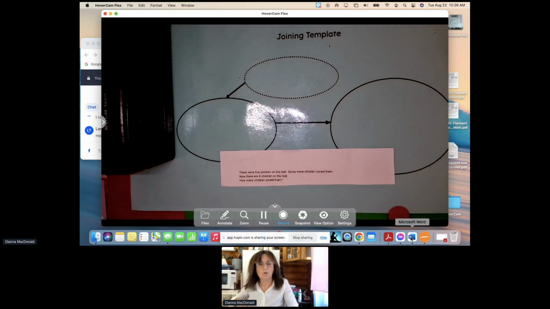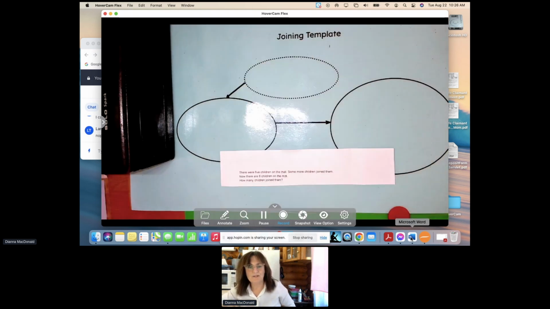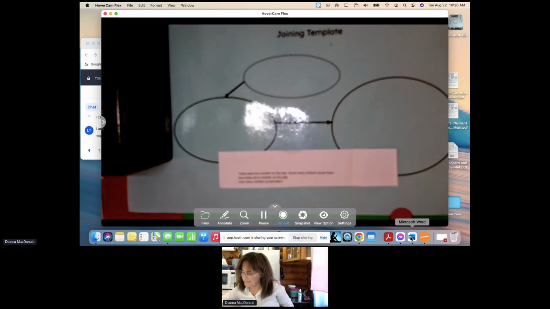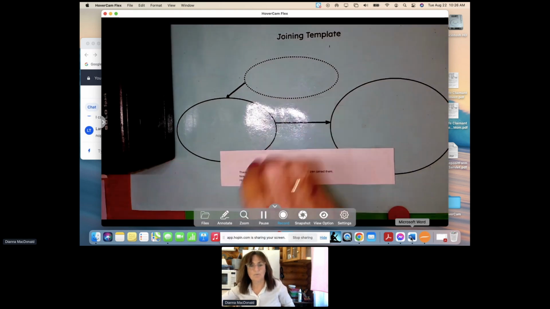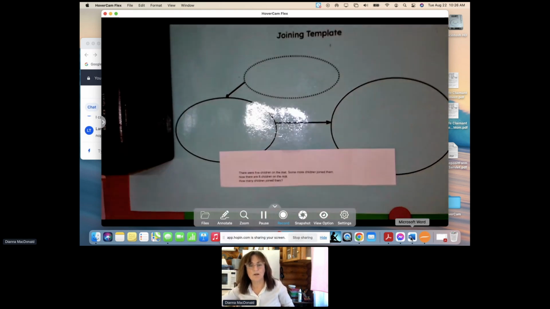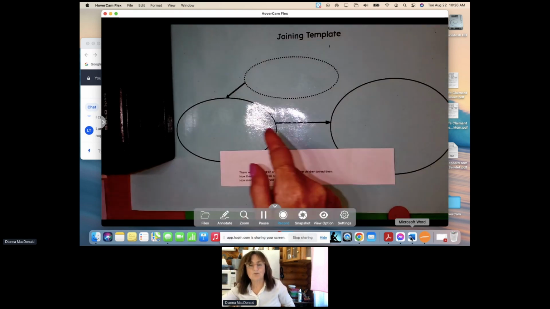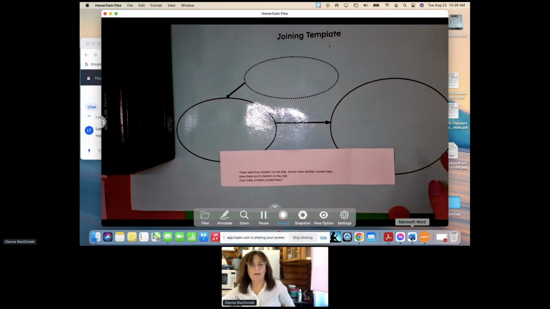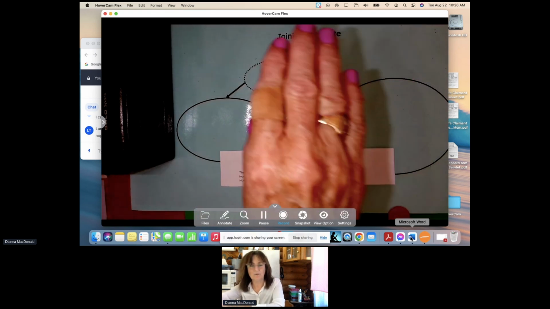So here we go. There are 5 children on the mat. I would have presented this. We would have acted it out a little bit first, and then I would bring in our template, and all the students would have these on their desks. So we're going to talk about the story problem first. There's 5 on the mat. We're going to visualize. Some more join them, and now there are 8 on the mat. How many children join them? A little bit different. We're going to talk about how this is different than the last question.